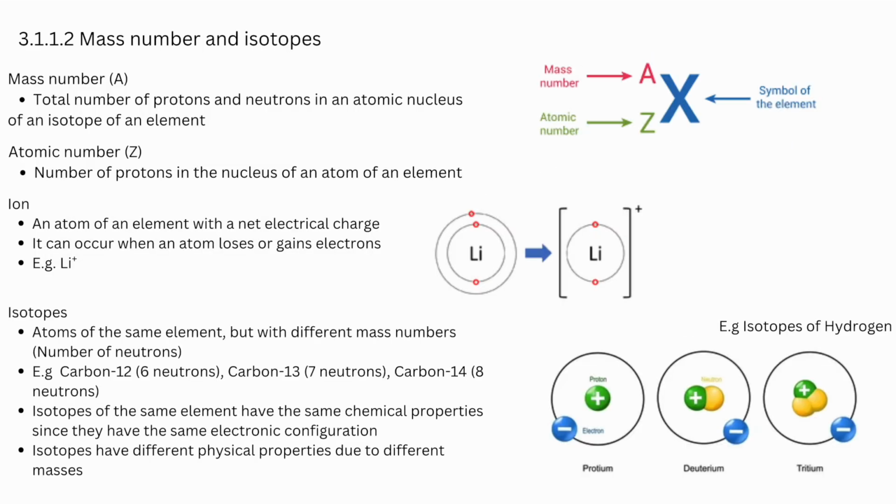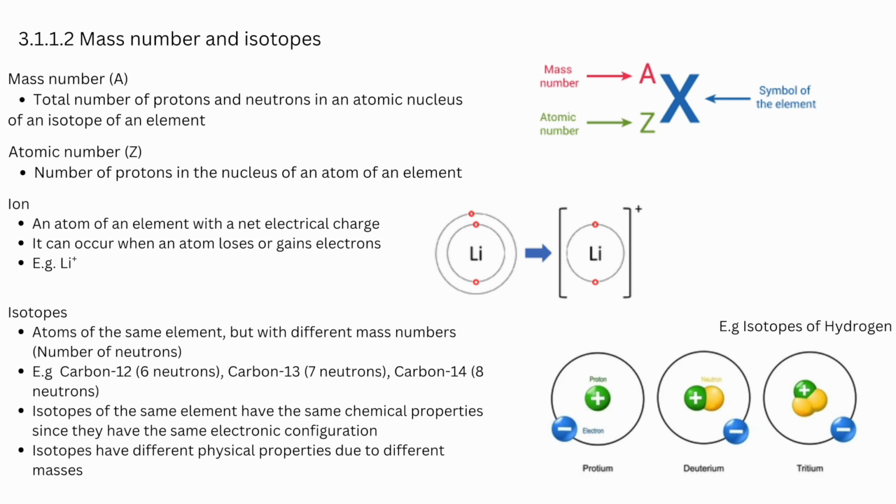A mass number, which is usually denoted by a letter A, is the total number of protons and neutrons in an atomic nucleus of an isotope of an element. An atomic number, which is usually denoted by a letter Z, is the number of protons in the nucleus of an atom of an element. These terms are important when it comes to ions and isotopes. An ion is an atom of an element with an electrical charge.